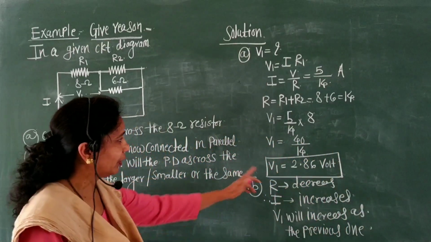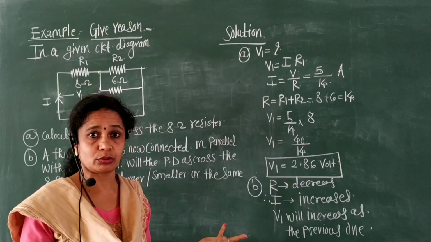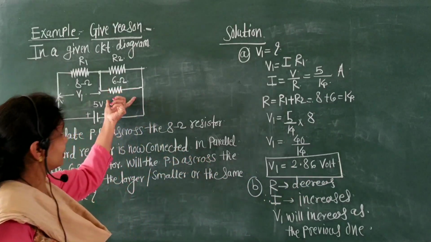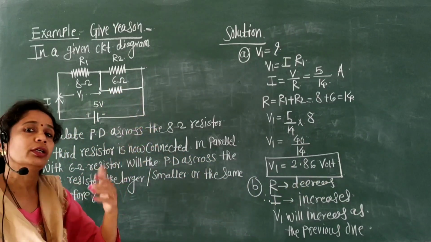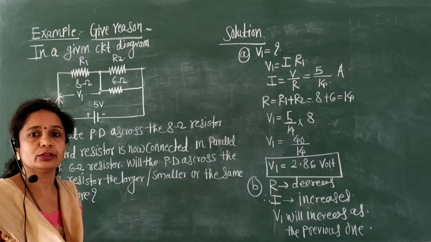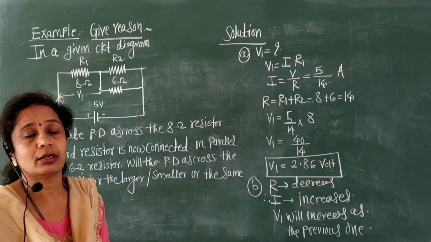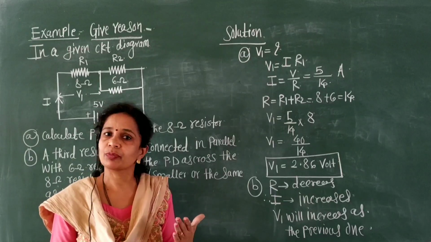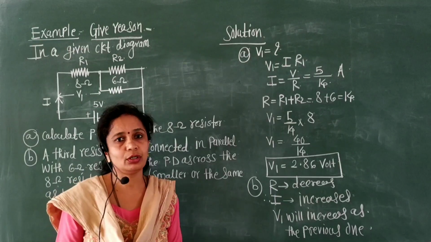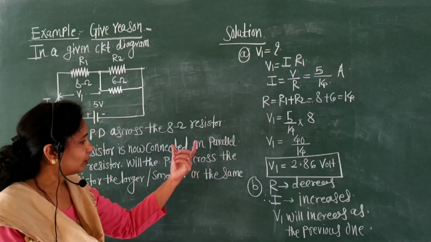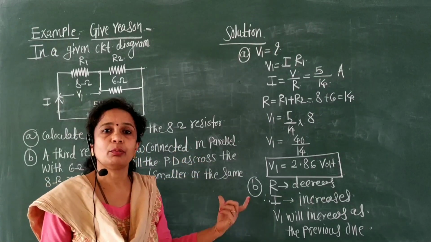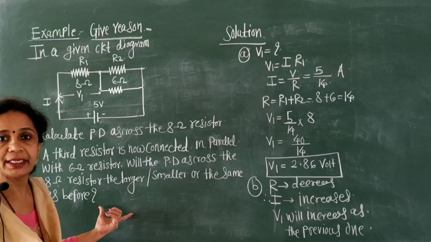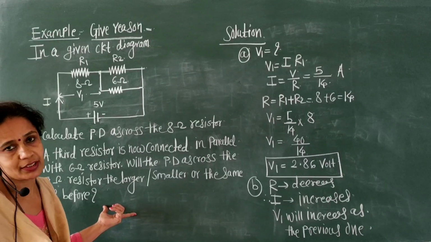So V1 was first 2.86. Now, because this resistor is connected in parallel, the PD will increase, because as the current through the system increases, V1 also increases according to Ohm's law. Therefore, this is the reason behind part B. Okay, let us stop here.